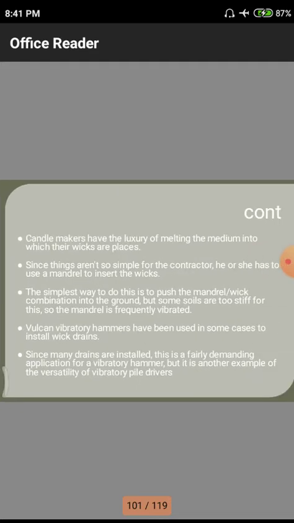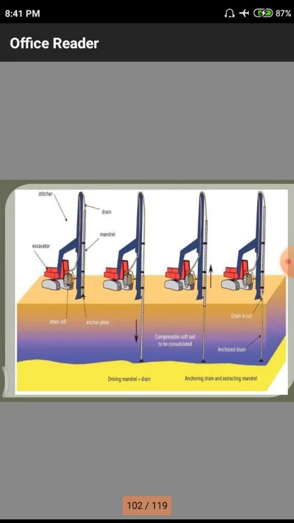Since many drains are installed, this is a fairly demanding application using these vibratory hammers. Another example of this is vibratory pile drivers. This is an example diagram. Normally we need to vibrate a particular pile driver manually. It is a very time-taking process. Whenever we use these machines, it is simplified. It is very easy to drive piles in a short time.